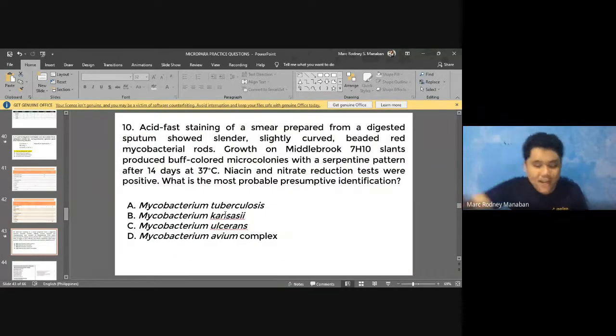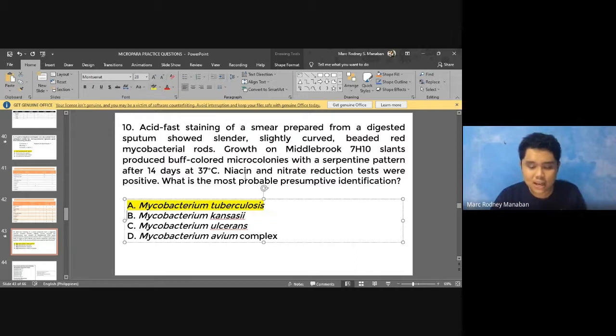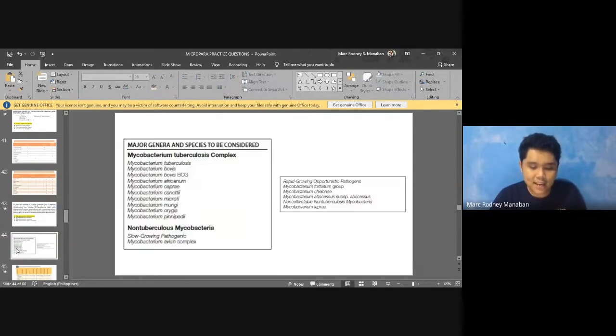Next, number 10. Acid-fast bacilli, niacin, nitrate reduction test, serpentine pattern or cord-like, cording effect. Which one is it? Cord-like, your Mycobacterium tuberculosis. Very good. Basta again, niacin and nitrate reduction positive, serpentine pattern or cording effect, that is MTB. Alright. And again, take note of this. We had a mnemonic before, who shared it in the report? Who are the members of the MTB complex? So MTB and M. bovis went to Africa, alright, to get a pedicure, and they found a small crab. Microti. Those are the members of the MTB complex.